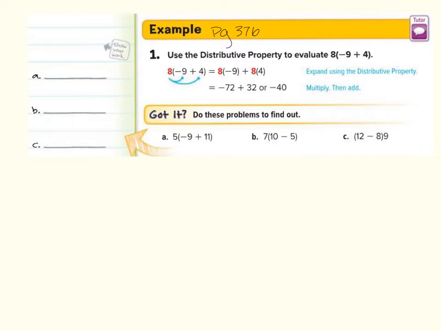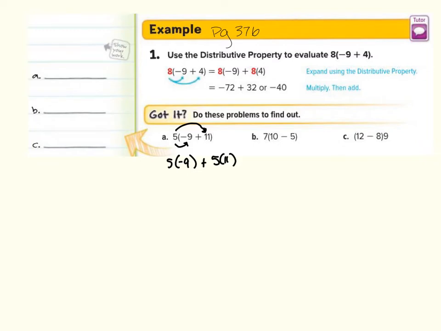So we have one factor, the 5, that's outside the parentheses. We are going to multiply that to both terms inside the parentheses. So the 5 is going to be multiplied to -9, and the 5 is going to be multiplied to the 11. So on your paper, write down 5 times -9 plus 5 times 11.